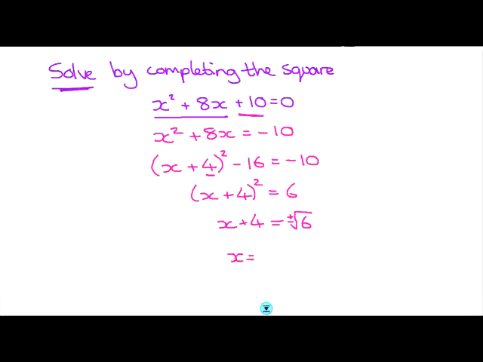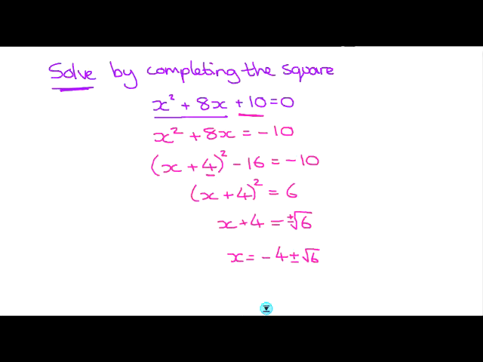So x is equal to negative 4, plus and minus the square root of 6. Now, if we write this first, it just makes this bit look a little bit nicer. If you start with the plus and minus, it's very easy to forget it. And so this is our advice: whether this is positive or negative, this last part, write the minus 4 first.